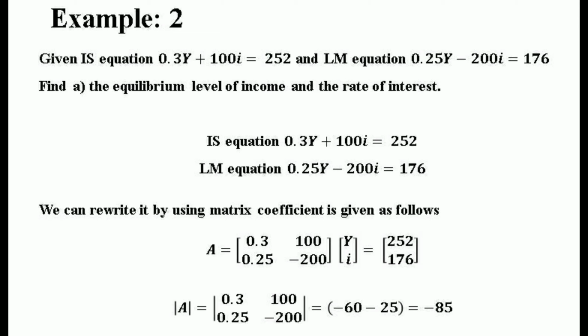Here the coefficient matrix is A, which is equal to 0.3, 100, 0.25 and minus 200. And the variables here are y and i, that is, y is the income and i is the rate of interest, which is equal to the constant matrix, 252 and 176. Now the next step is to find the determinant of the given matrix A. So the determinant value is 0.3 into minus 200, which is equal to minus 60, minus 100 into 0.25, which is equal to 25. So minus 60 minus 25 is equal to minus 85. So the determinant value of the given matrix A is equal to minus 85.